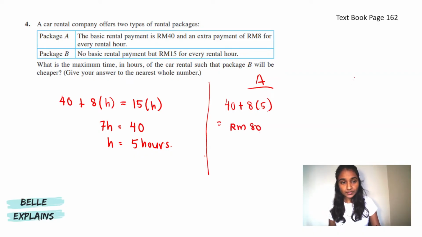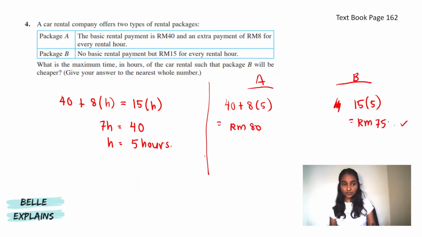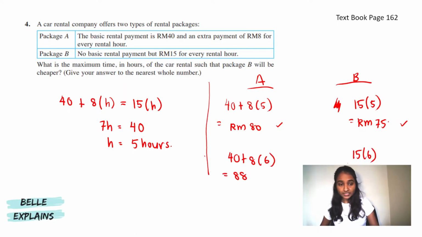For package B, oh, there's no basic payment, right? So this one would just be 15 ringgit times 5, and this will be RM75. So obviously package B would be more worth it. But for example, if I were to take it for 6 hours, because initially 5 was our maximum, then it's going to be, which is 90.